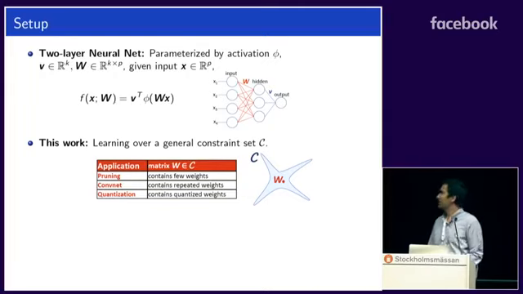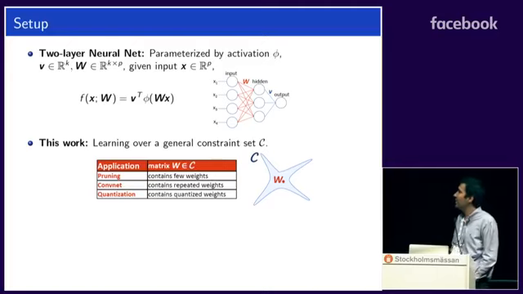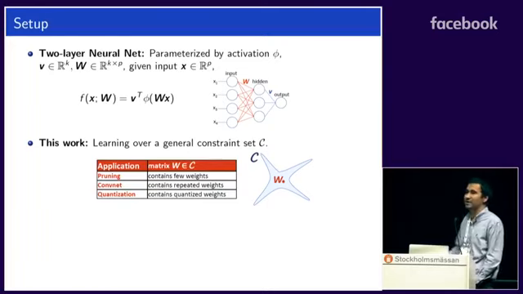Our results are applicable to a general constraint set, but obviously this constraint set can be tailored towards specific applications. In particular, if my application is pruning, then I want my constraint set to contain matrices W with few non-zero weights. If my application is convolutional neural nets, then it will contain matrices with repeated weights. And if my application is quantization, then my weight matrix will have either discrete or quantized entries.